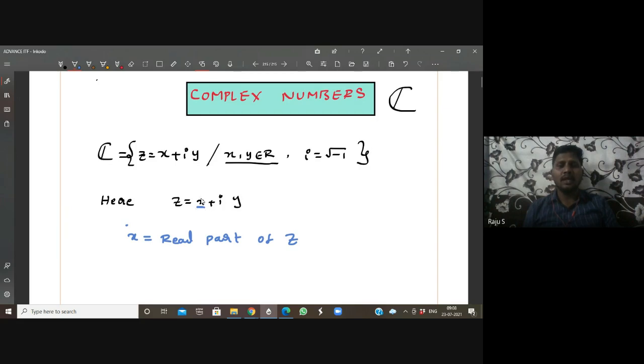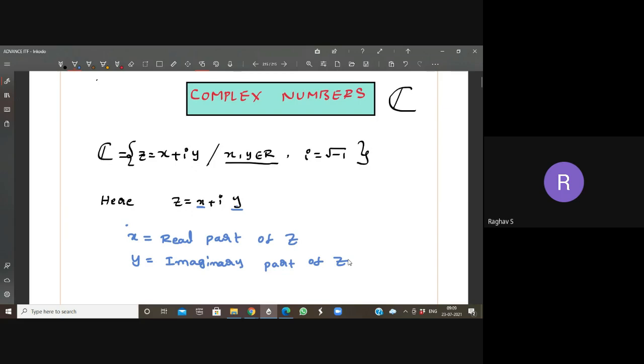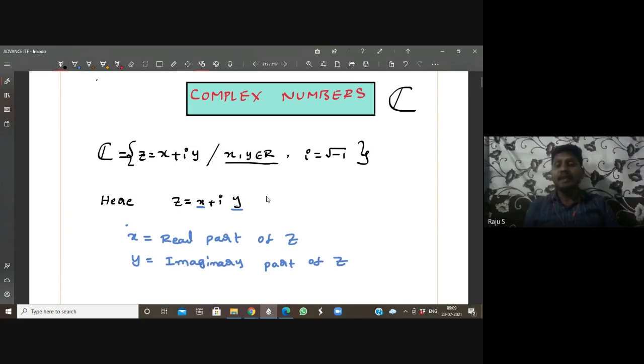There is no iota with X. But Y's coefficient is iota. Y is called the imaginary part of Z. What is this I called, sir? I is called iota. The name is iota.